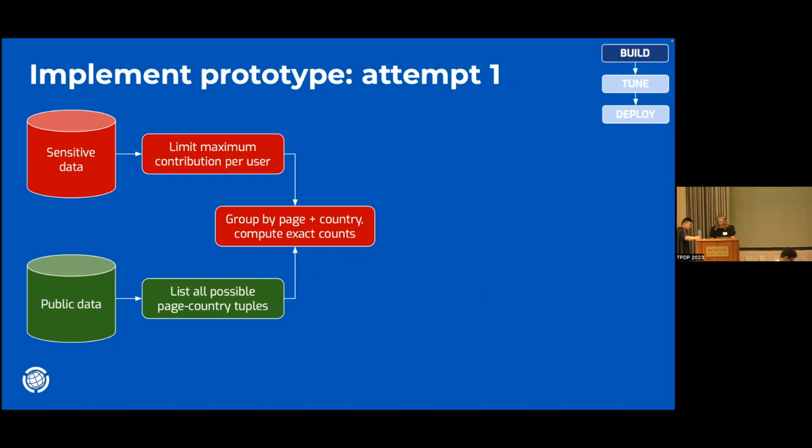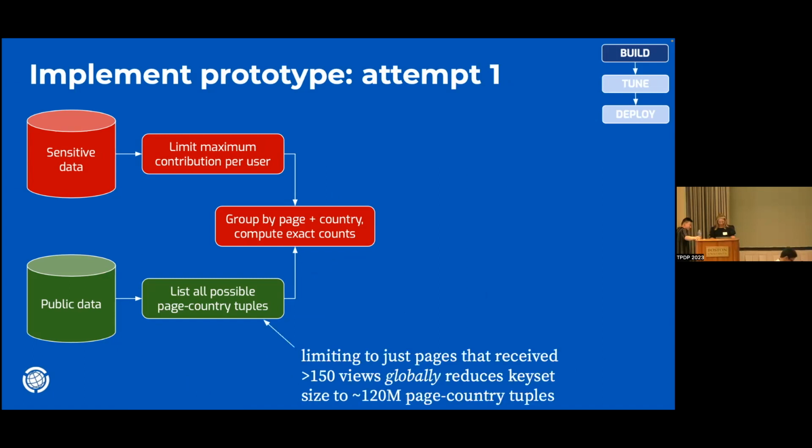So let's go back, start where we left off, and let's take advantage of some public data. We already publish some global page views, sort of like a YouTube view counter for pages on a day-by-day basis. So we can use that data to limit the number of pages that we're considering. If we limit to just the pages that received more than 150 views globally, rather than country by country, it reduces our total number of pages to around 500, 600,000, and our key set size is around 120 million page country tuples, which is much more tractable.